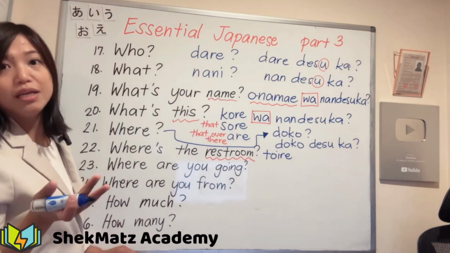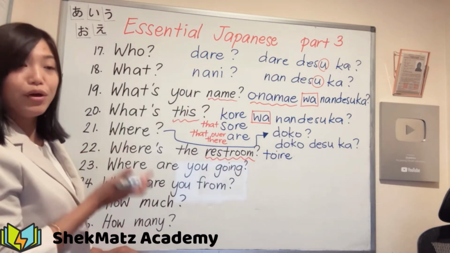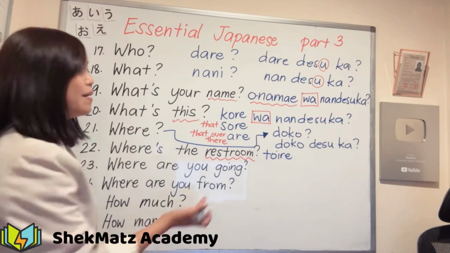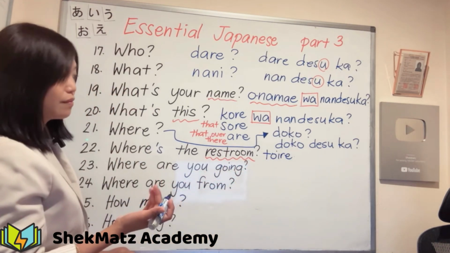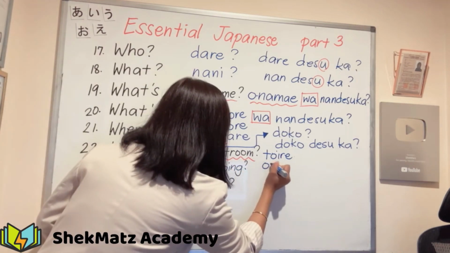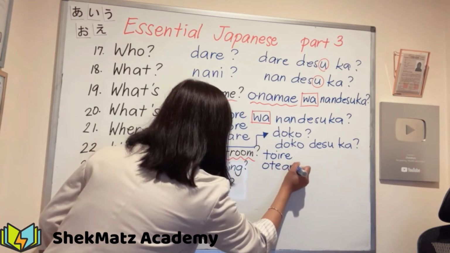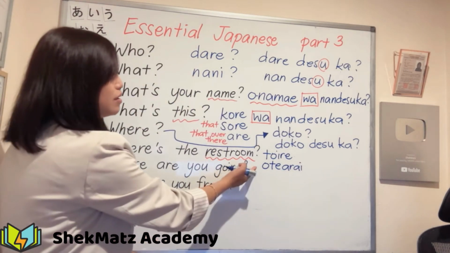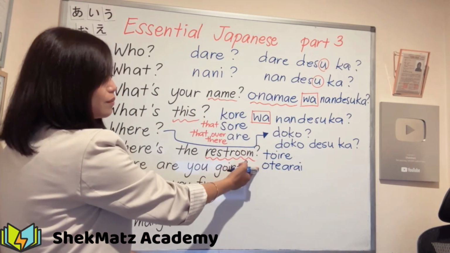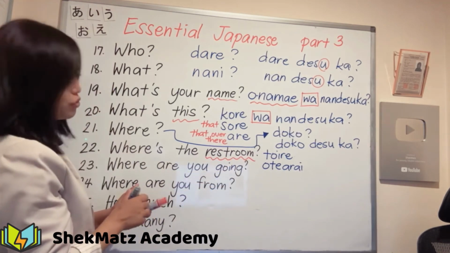Toire is toilet. Okay. Another word that you can use is お手洗い, otearai. So otearai is washroom. Okay, so you can use either toire or お手洗い, otearai, washroom.